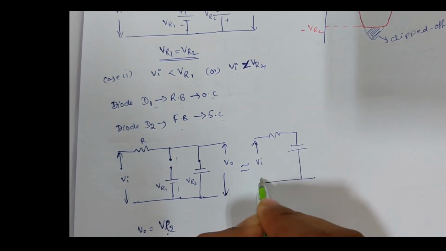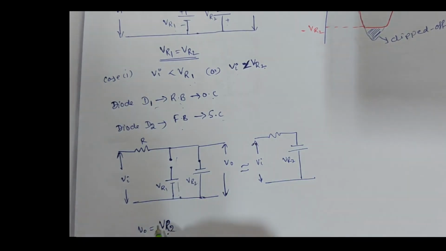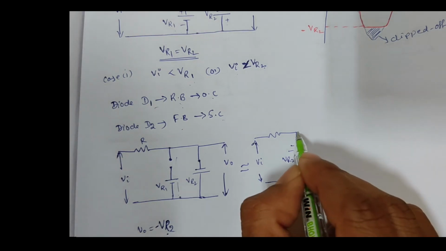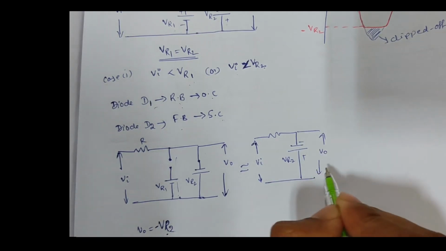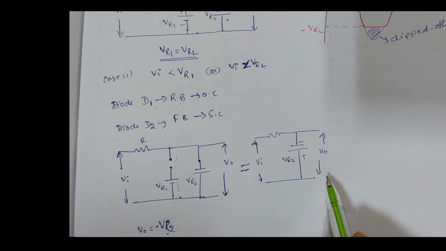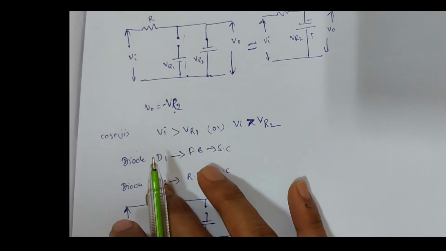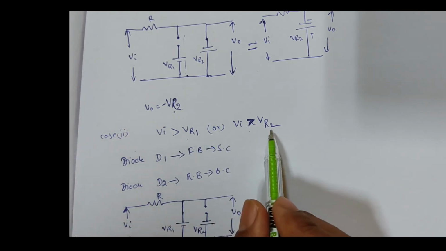This is Vi. This is VR2. Yeah, minus VR2. Minus, plus, we are taking output here. Yes. From this we can write the output V naught equals minus VR2. Why? Because it is open circuited. Just I removed here. So next case, I am assuming Vi is greater than VR1 or Vi is greater than VR2.